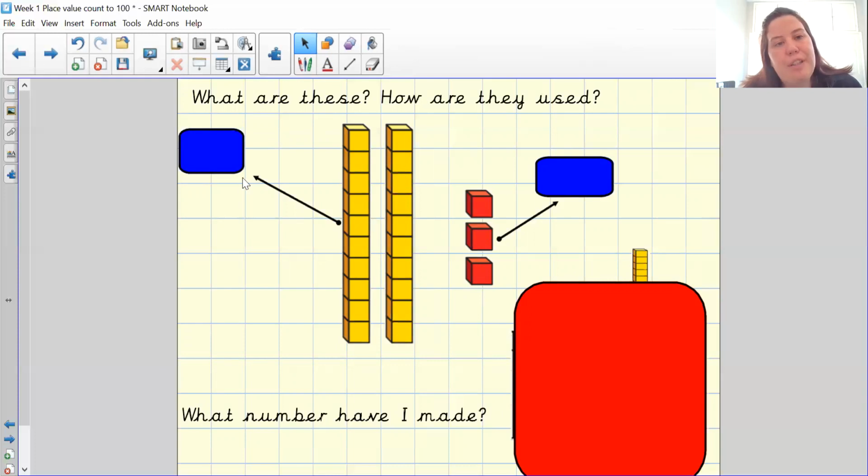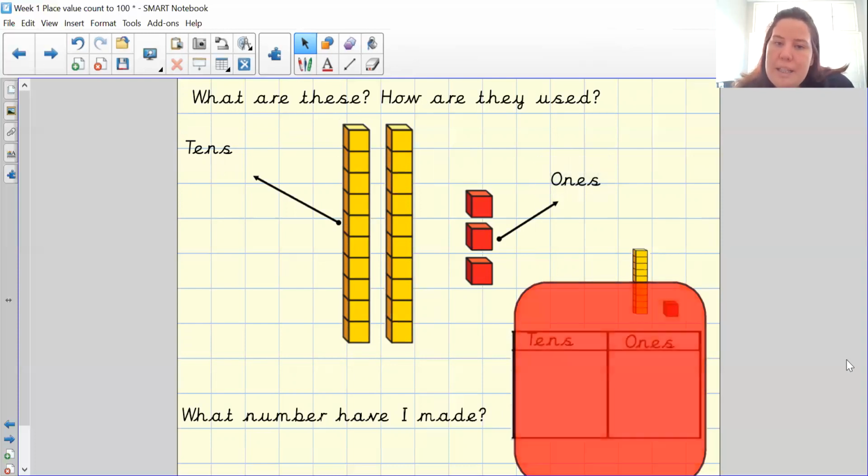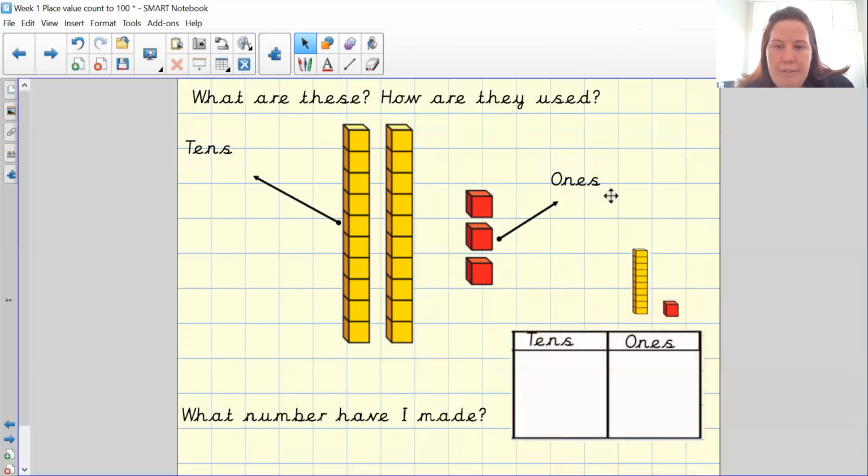So let's have a look. So we know that this is a tens. It's a 10 stick because it makes all of these added together into a row of 10. And these are, well done if you said at home, they are ones. So I'm going to ask you now to work out what number I have made.